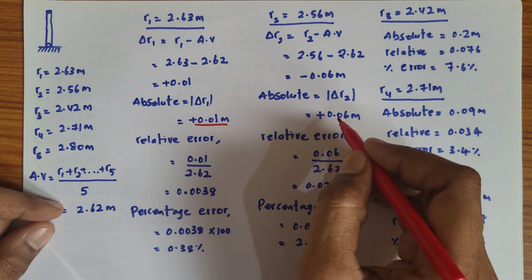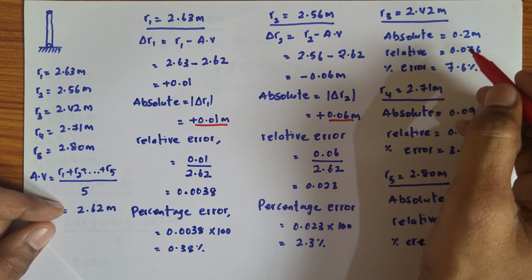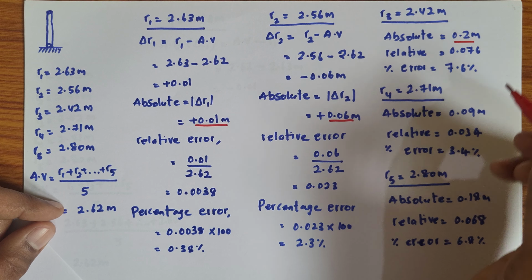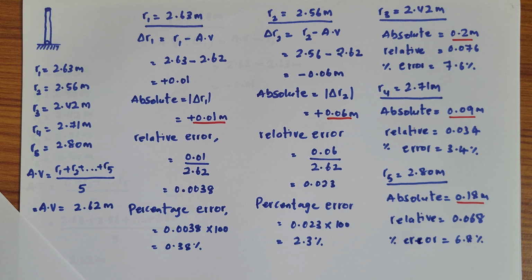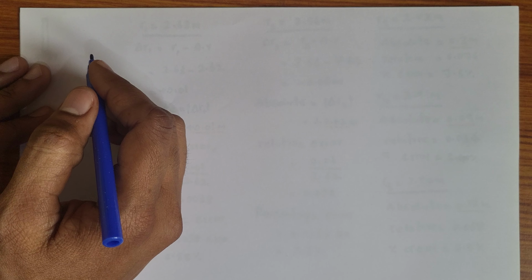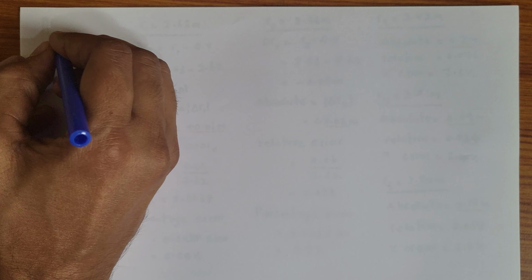First one 0.01, second one 0.06, third one absolute error 0.2, fourth one 0.09, fifth one 0.18. Correct? So now those all you need to take. Mean absolute error. Each reading has taken a kind of difference, a kind of error. So now let us find mean absolute error.